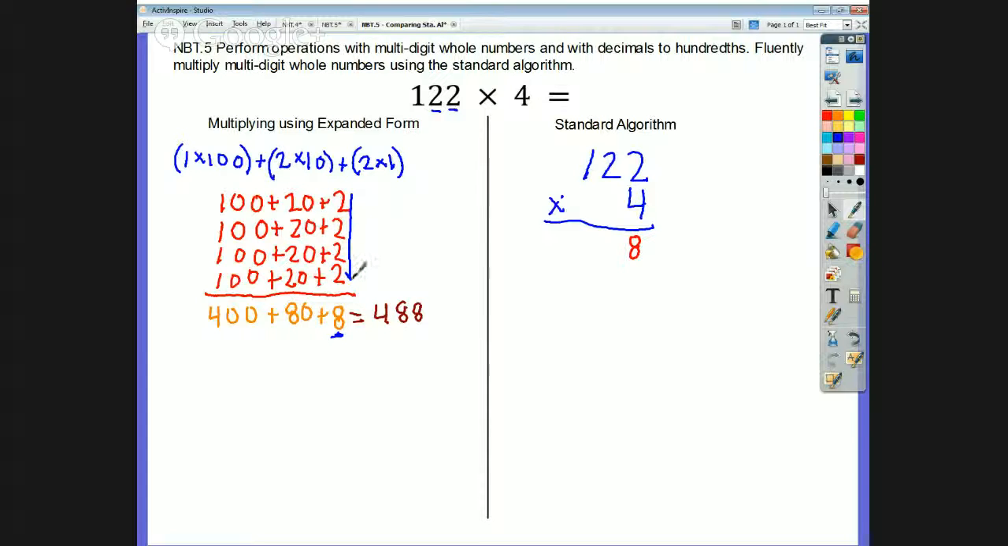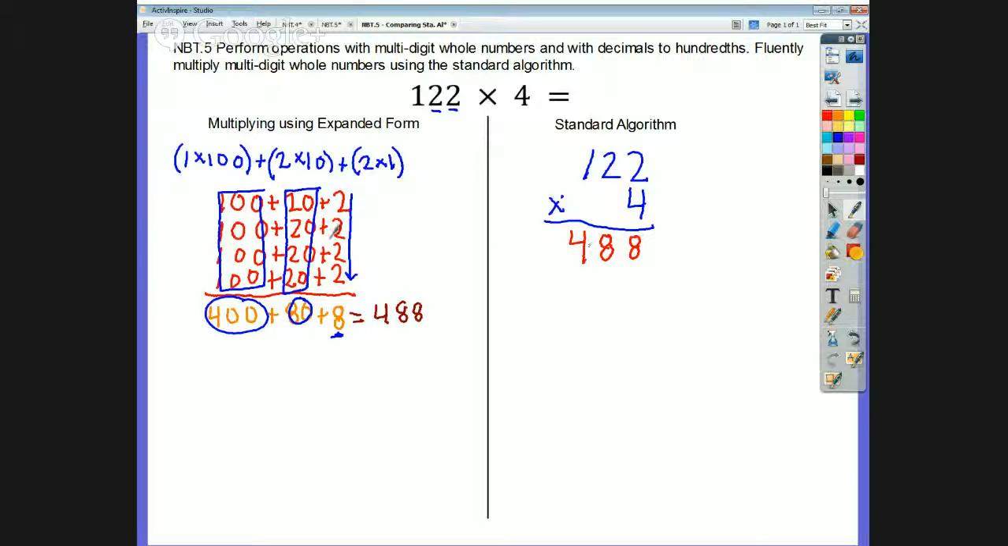1, 2, 3, 4. Then I have my next spot over, where I have 4 times 20, so I have 4 20s, which is 80. That 80 represents these 4 20s right here. Next I have 4 times 100, which is 400, because that 4 represents these 4 100s, since I have 100 4 times, which is 400. So the standard algorithm is the same process as using expanded form, but it makes it a lot neater, and you get to take turns with your multiplication.